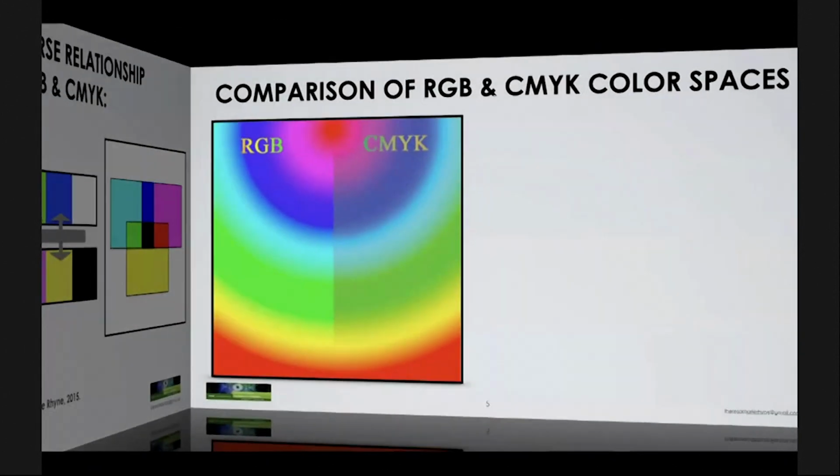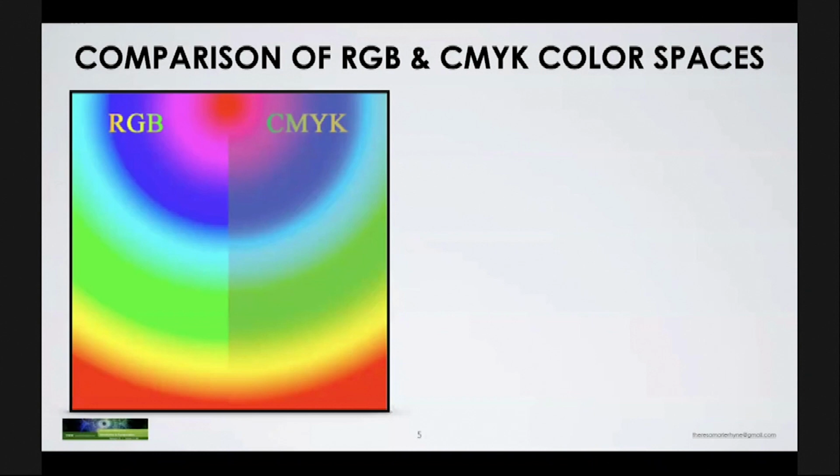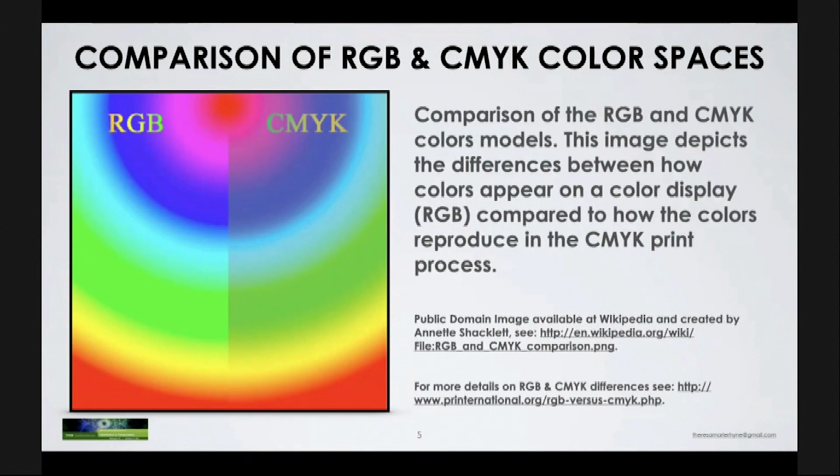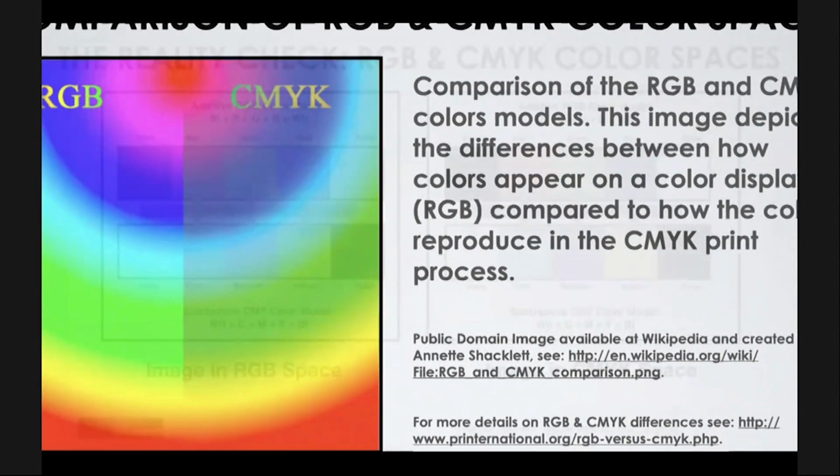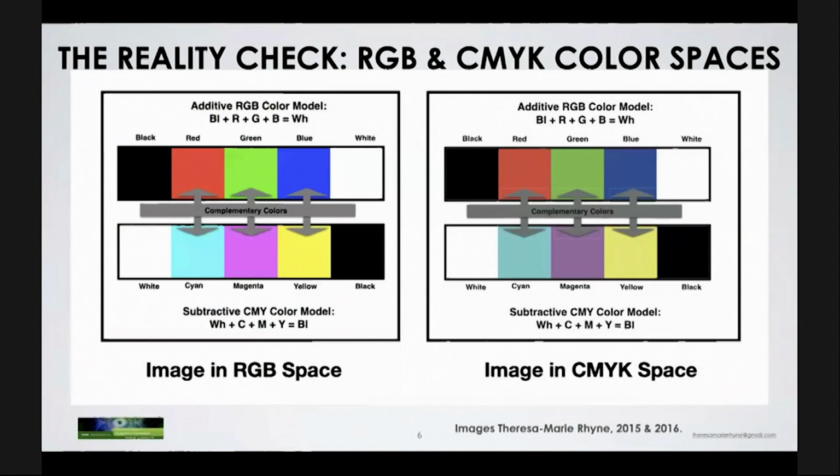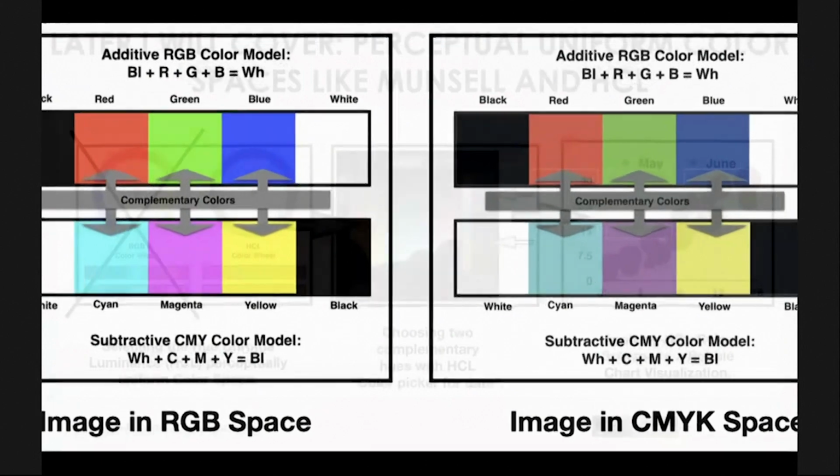But most of us know it doesn't work like that. What happens is, usually what you see on the screen is more vibrant than what you see on paper. So let me give you the example from my own book. Here's my image in RGB space. Here's what it looked like when it went to CMYK. Okay, and I'm sure many of you have had it happen to yourself.